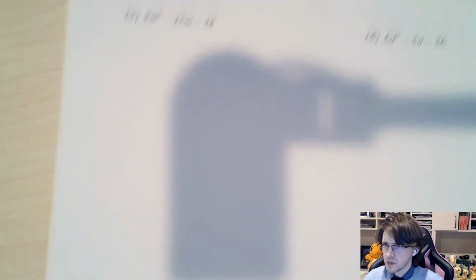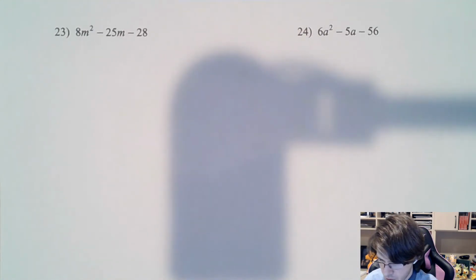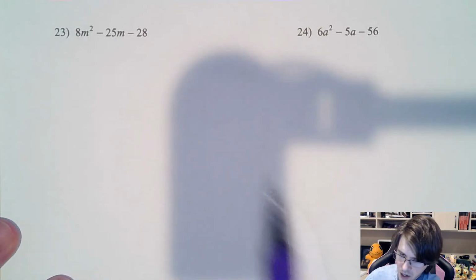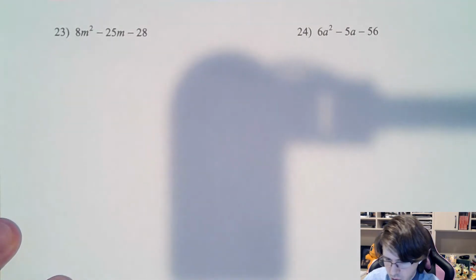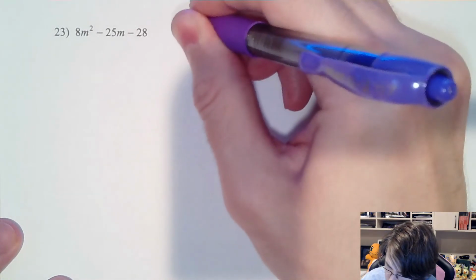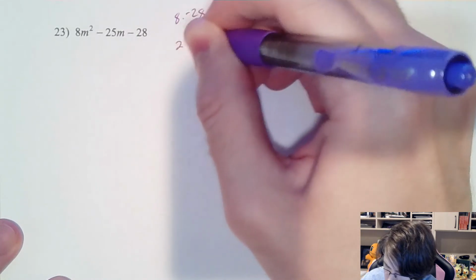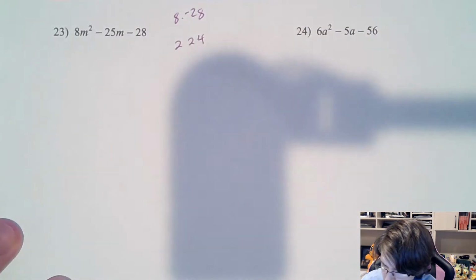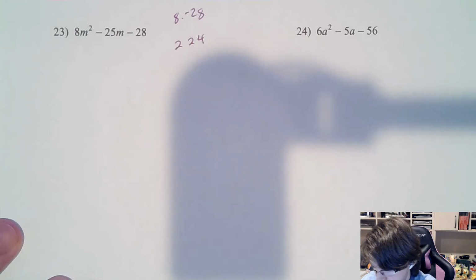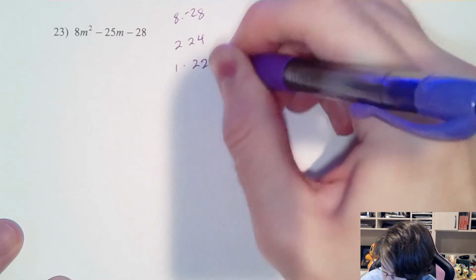Last couple problems. So these ones again get larger and larger on the numbers. I wonder if I'm going to start needing a calculator here. I might. 8 times 28, that's going to be 160, and 64 more is 224. So 8 times negative 28 is 224. Do I want to get myself a calculator? I might just do that.